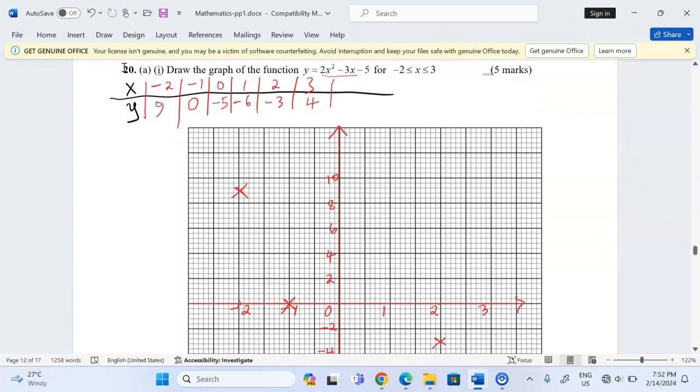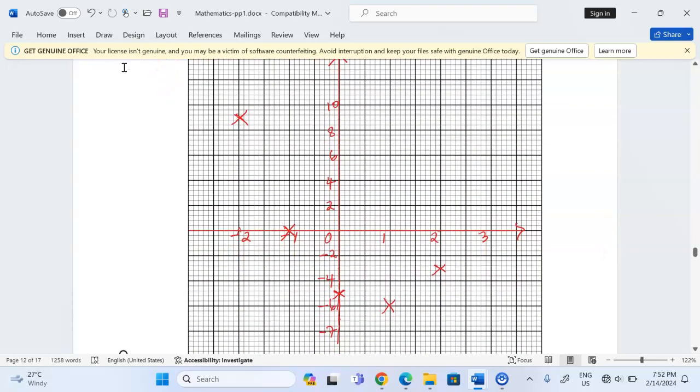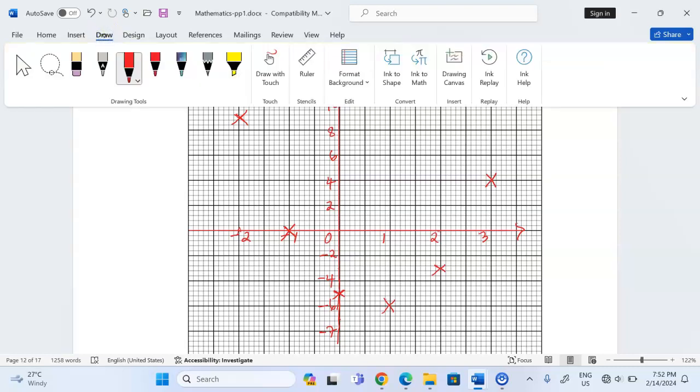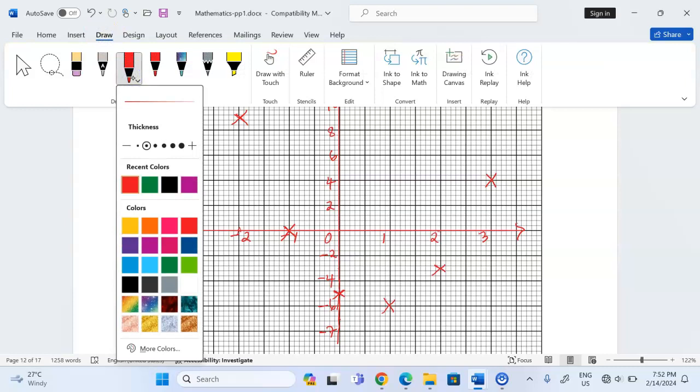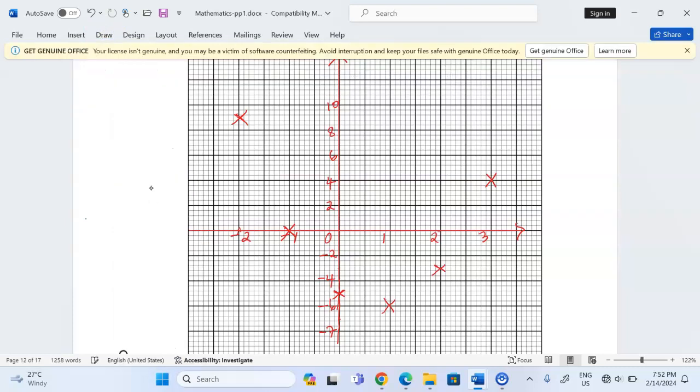Finally, we got 3, +4. So 3, +4 is a point located there. So let me now come up with a graph. We come up with a graph by connecting these coordinates.